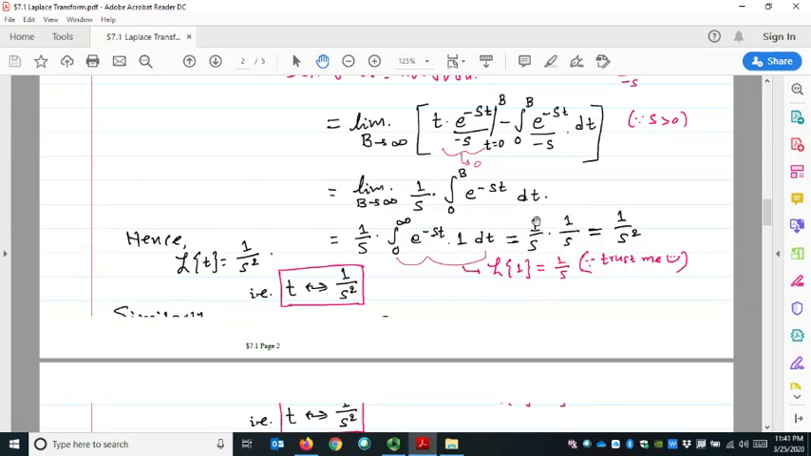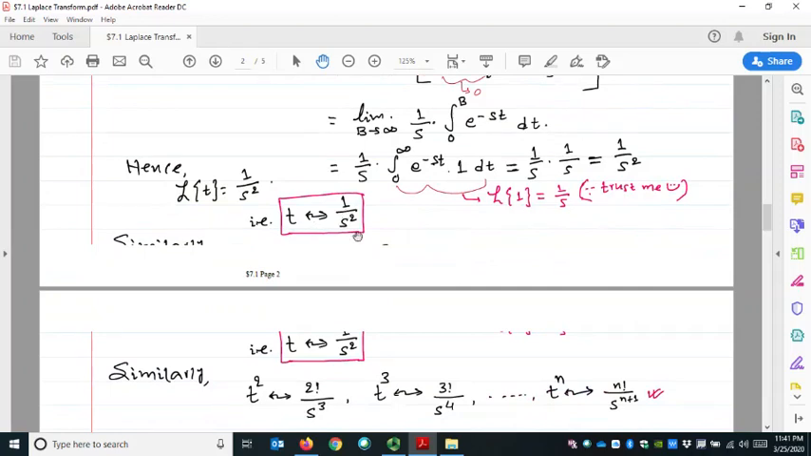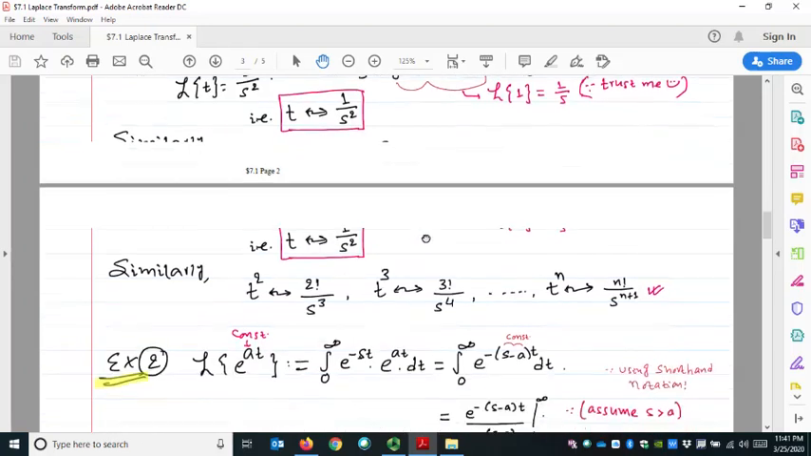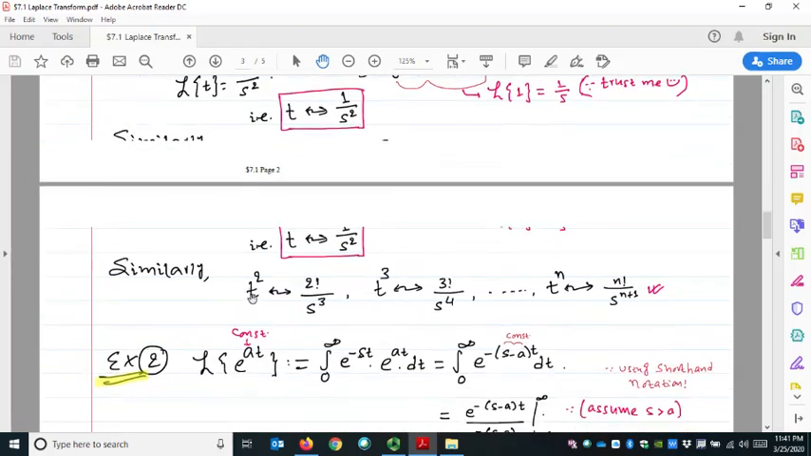Then we multiply 1 over s and 1 over s, and now it becomes 1 over s squared. So now we found the Laplace transform of t is 1 over s squared. That is, t and 1 over s squared are a transform pair. Great. This one we can write as 1 factorial over s squared. Similarly, we can find the Laplace transform of t squared is 2 factorial over s cubed. The Laplace transform of t cubed is 3 factorial over s to the power 4, and so on.